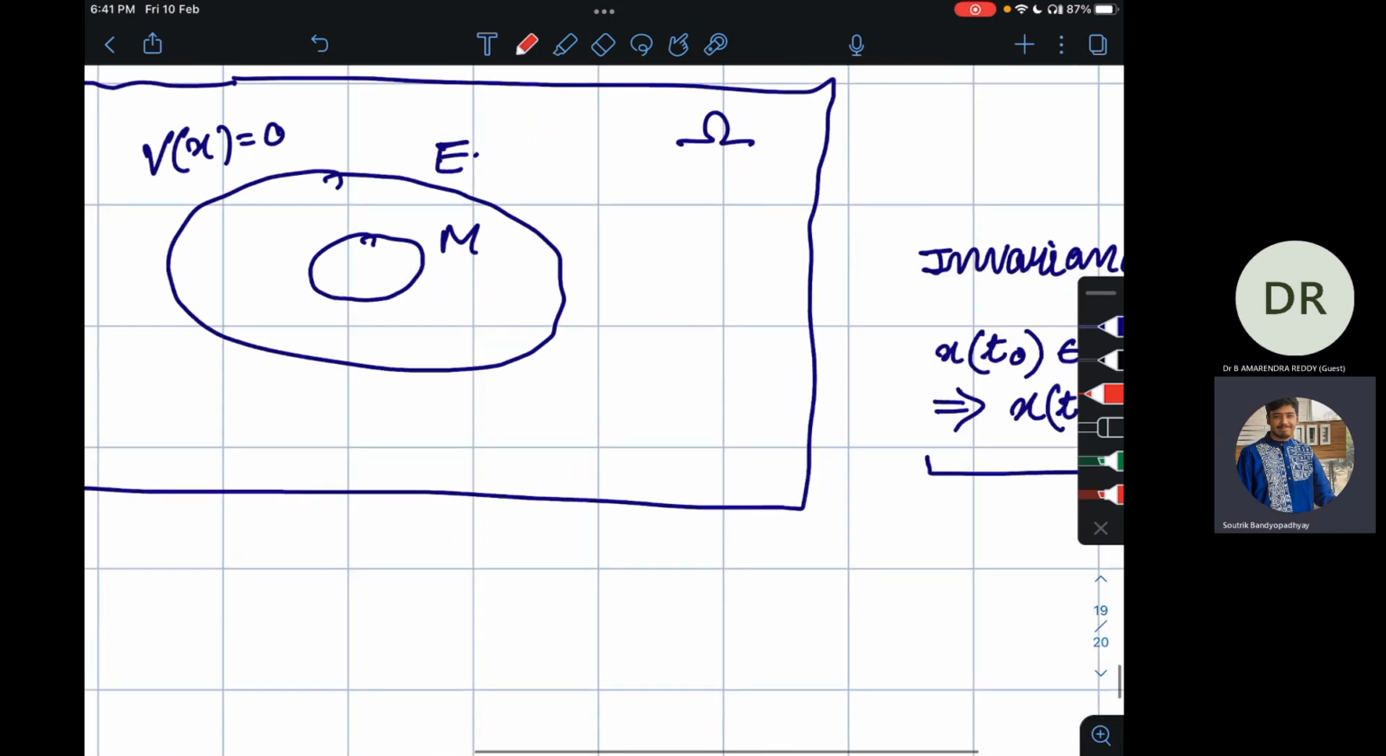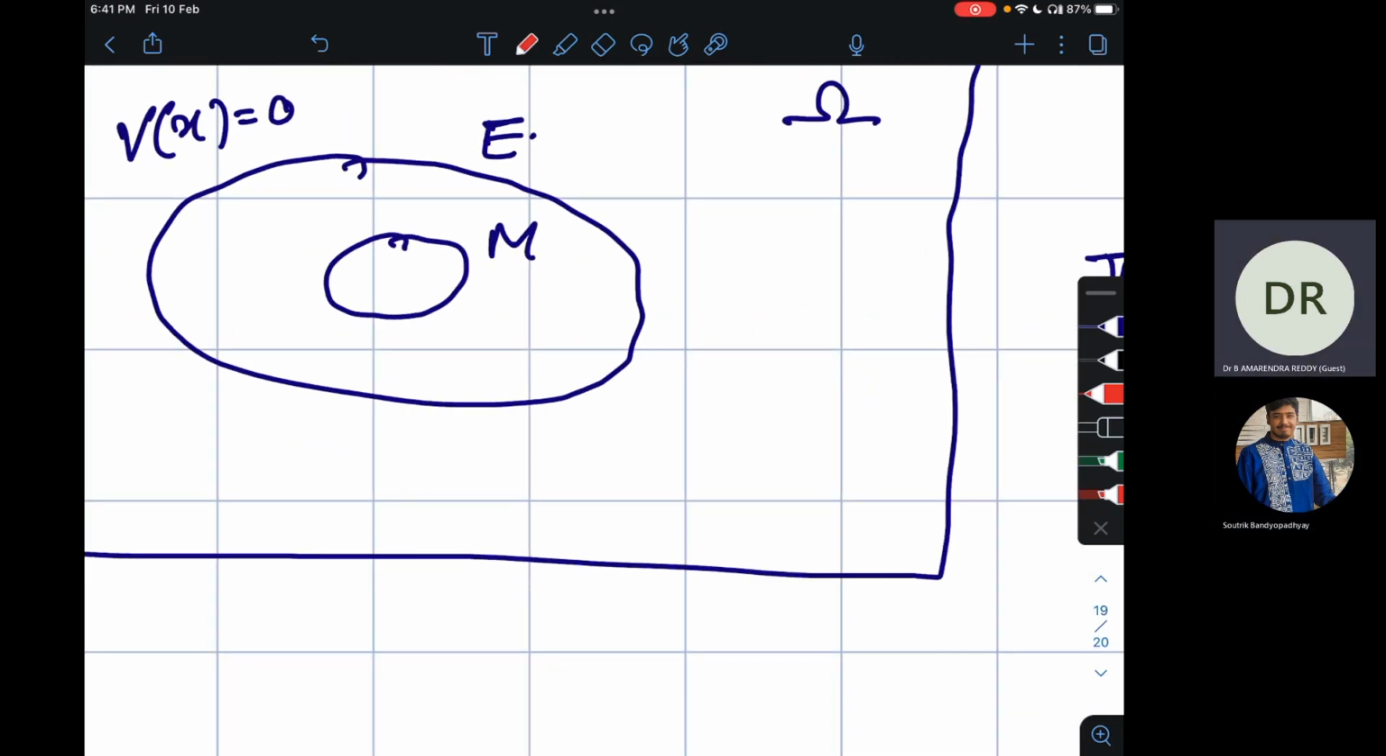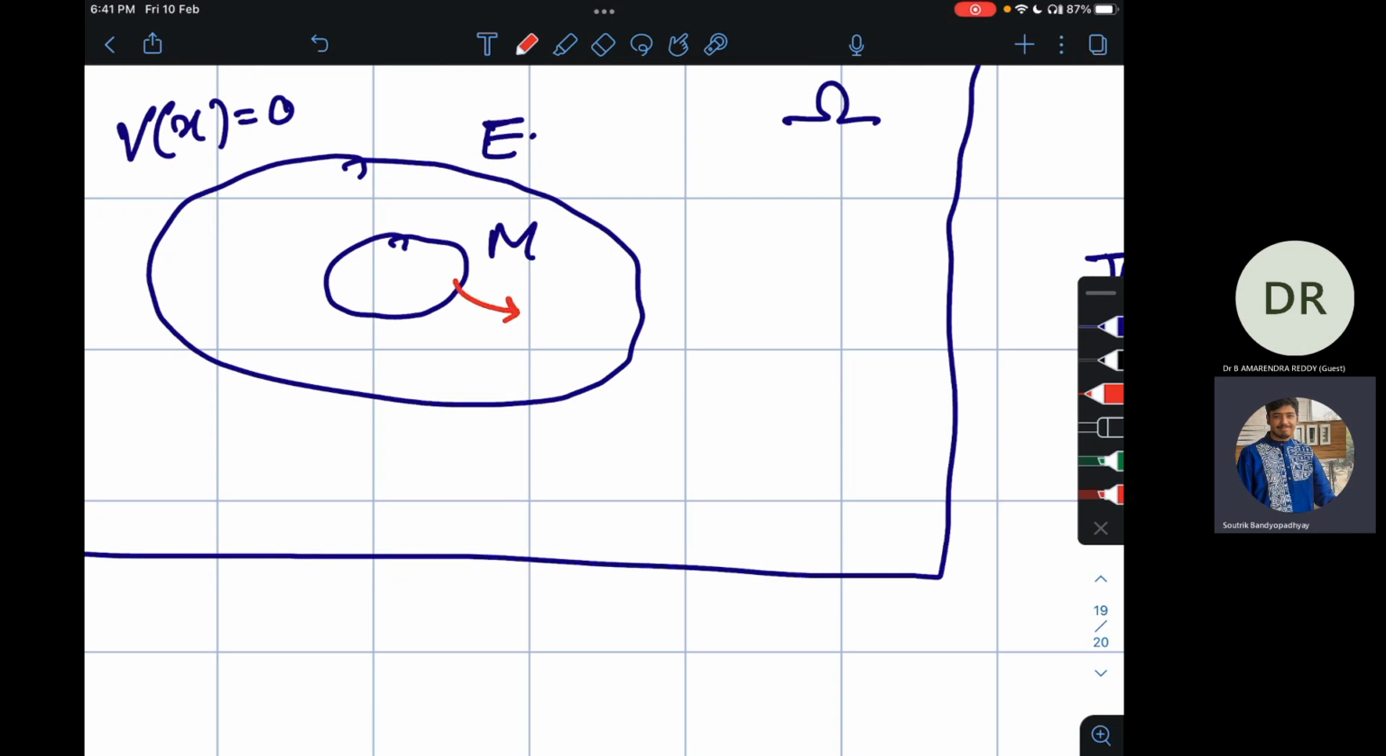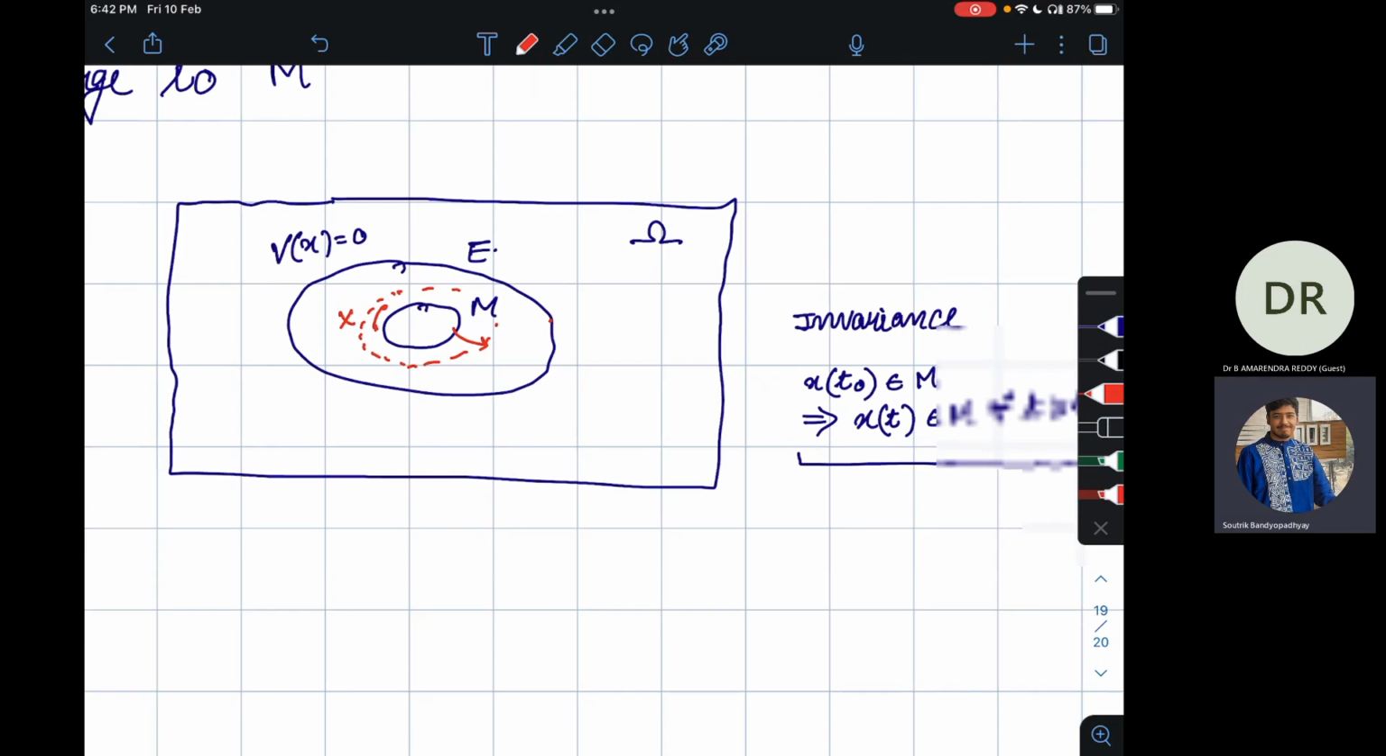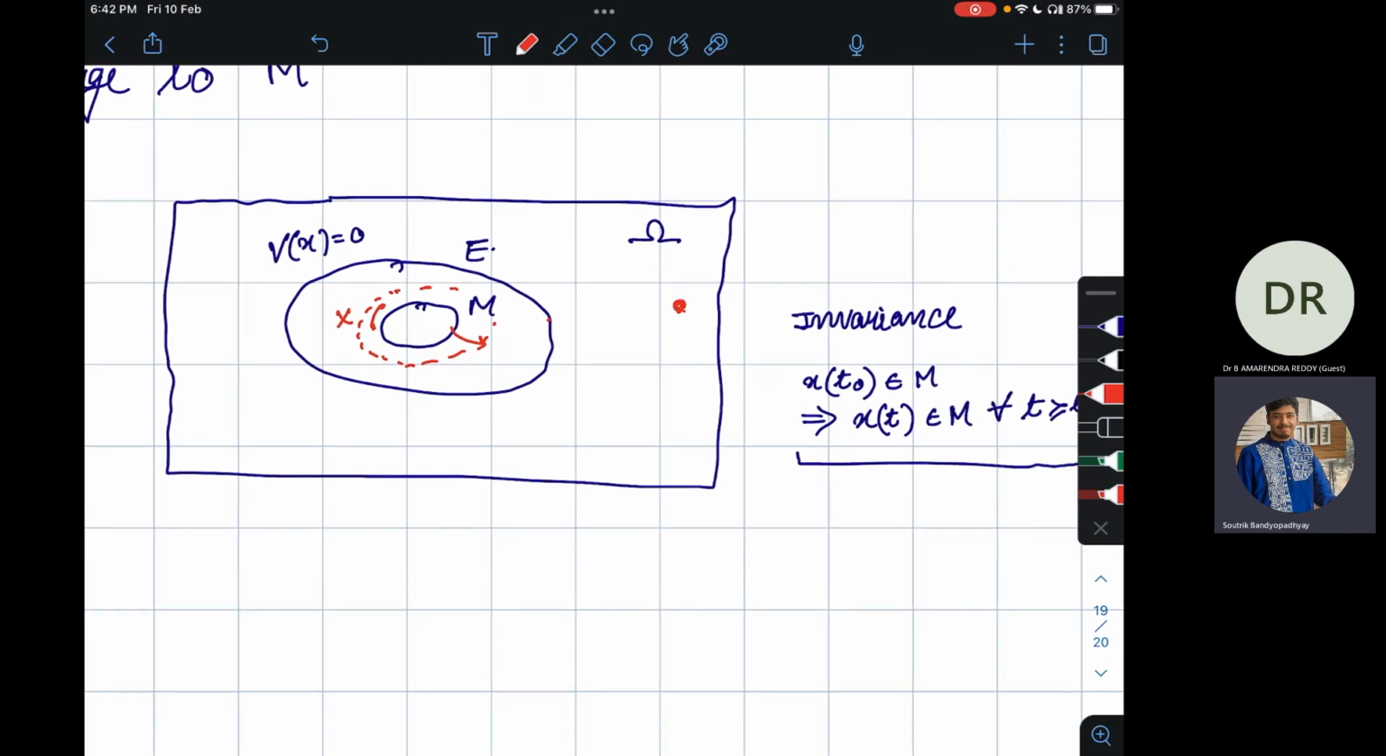So what I mean to say by this is that this is the largest invariant set. There is no other set M prime wherein if you start from M prime, you stay in M prime. There is no such set. So M is the largest possible invariant set in E. If that happens, any trajectory which is outside here would eventually converge to M.